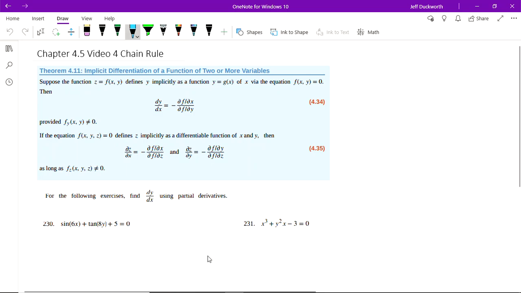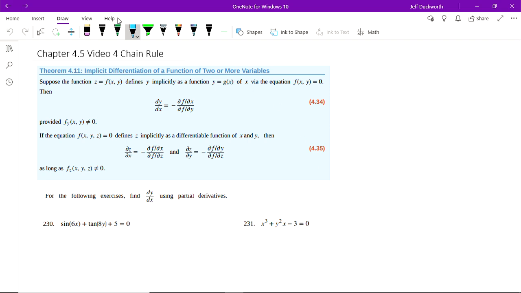All right, so the next thing we're going to talk about is implicit differentiation of a function with two or more variables. Now, way back in Calc 1, you would have learned how to do implicit differentiation in actually a more roundabout way when you just had x and y. So I've got a couple here which just have x and y, and I'll show you how they're the same. Just using this formula will make it a lot easier for you.